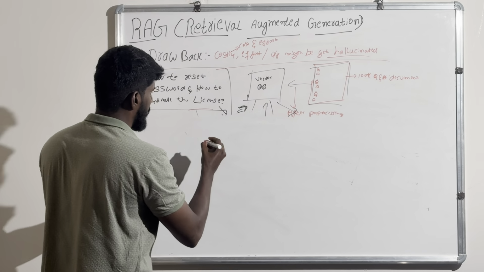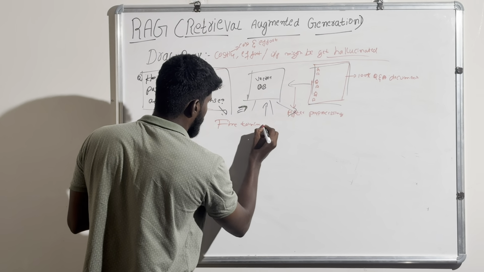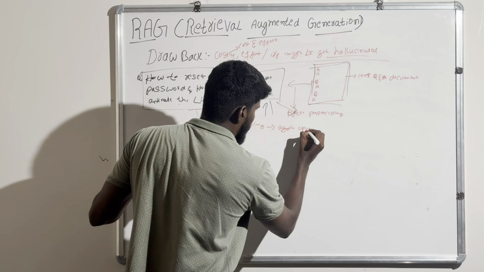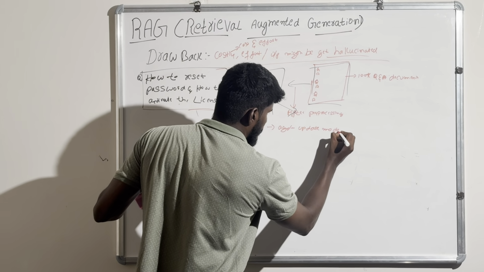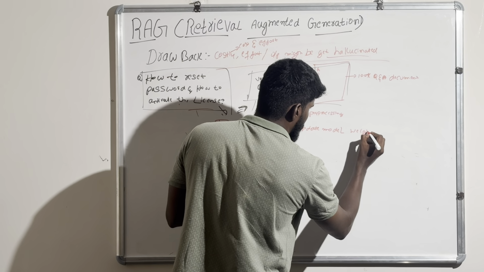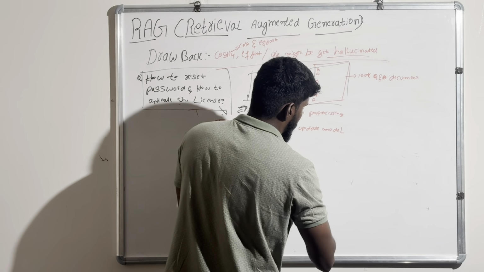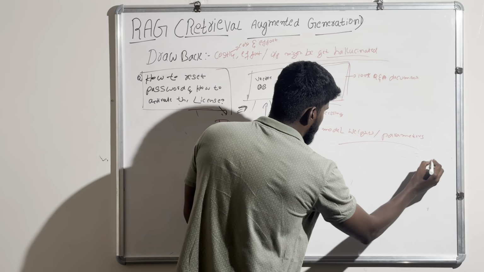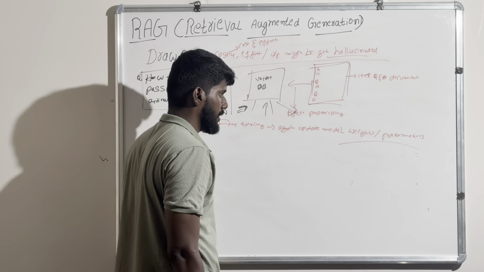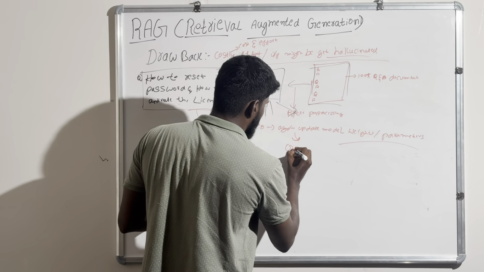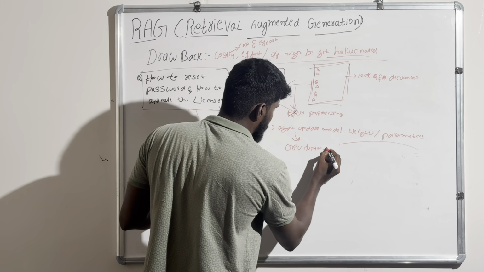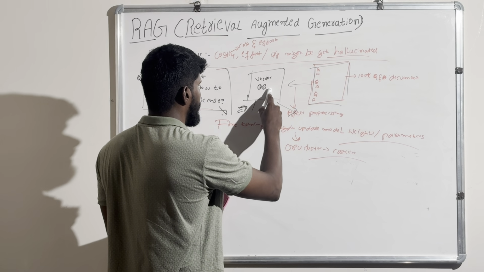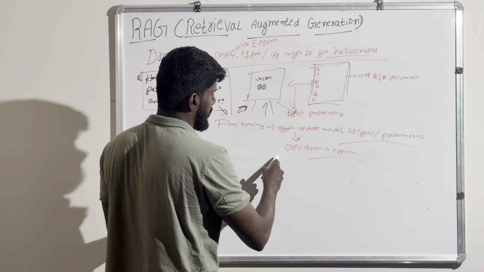But in case of fine tuning, you have to again update the model weights or parameters. In order to update these model weights and parameters, you need a GPU cluster, which will be costlier, right? But updating the data into the vector DB is not as costly as this GPU cluster and updating the model weights and all.